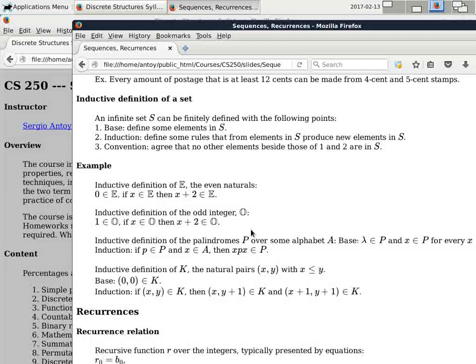The induction is if some string L is in S, then XYL is in S, where X and Y are in A. It's just a way of writing. You could have written where X is equal A or B or C, and Y is equal A or B or C.